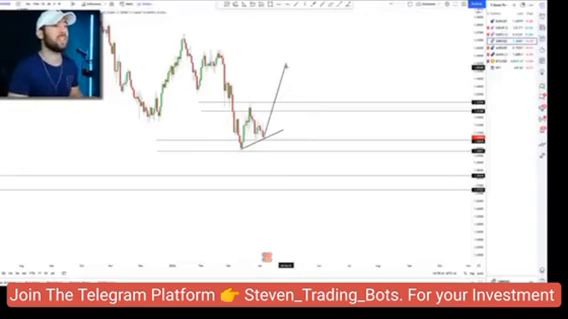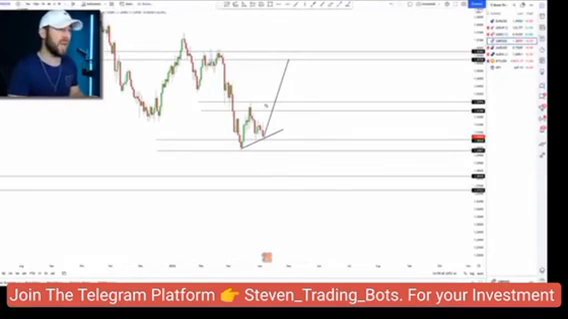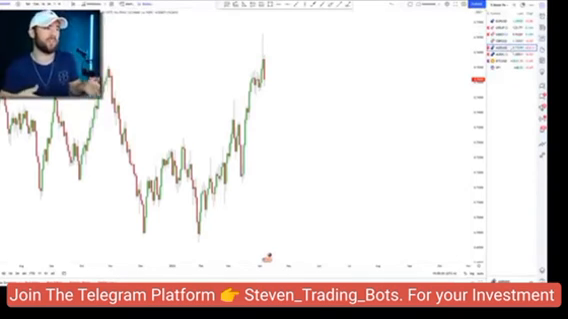And if we continue higher, then this area of resistance right in here will be where I expect the pullback to start happening from, between 1.3626 and 1.3573. So that's what I'm paying attention to on the pound dollar. Let's move on now to our final top 5 most popular currency pairs.